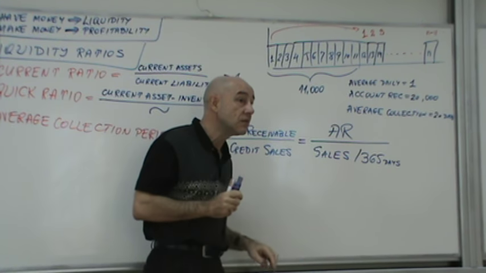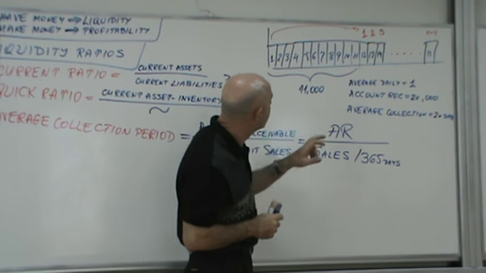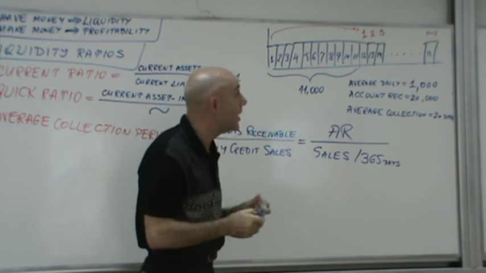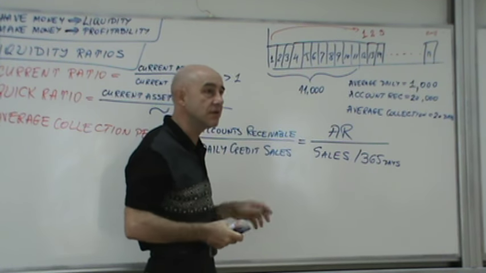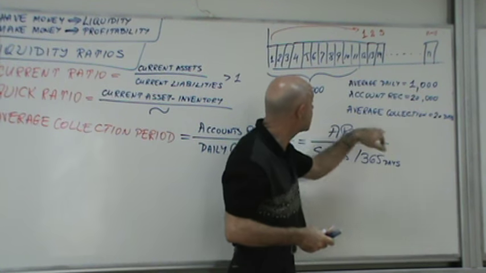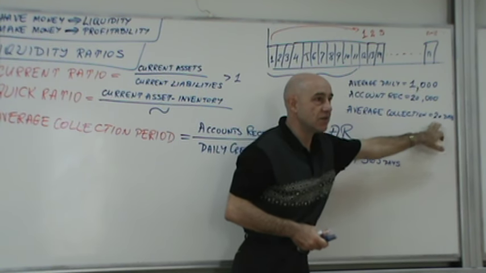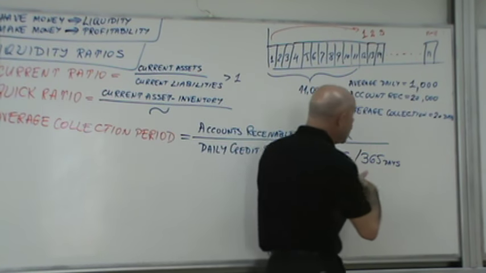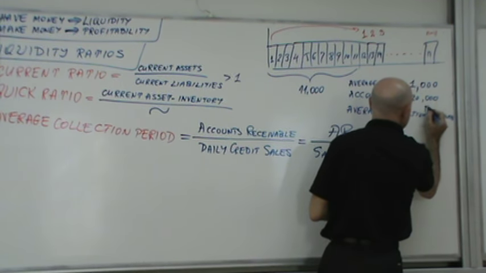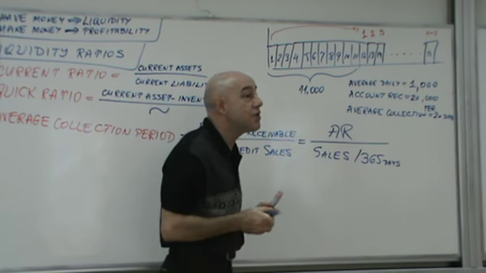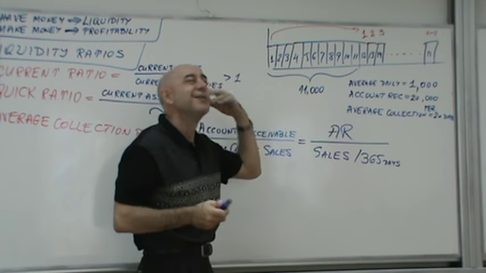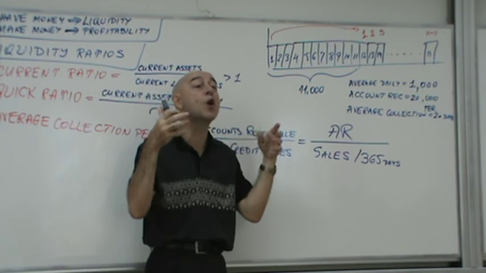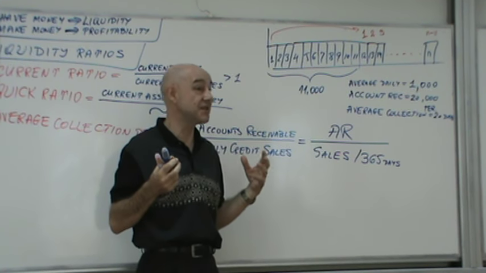Question? Yes? Average daily is 1 or 1,000? Oh, it's the same thing, 1,000. Yeah, 1,000, correct. I'm thinking in terms of thousands, so everything's 1,000, this is 20,000, but these are days. Okay, so you need to keep track of what is what. So the collection period, the period is days. Okay, well, you can have it as a fraction of a year, but it doesn't make as much sense as 11 days. 11 days is a very good common sense for a business person.